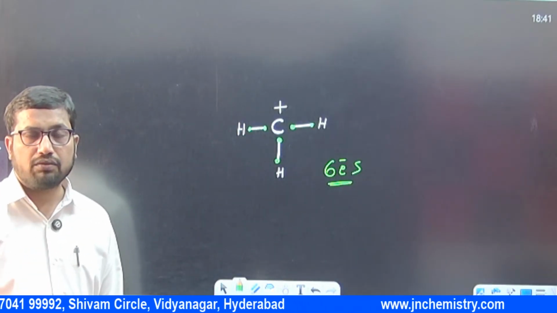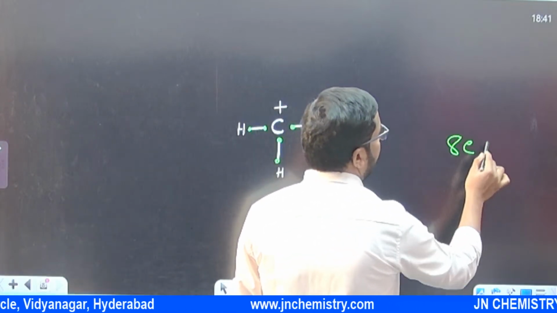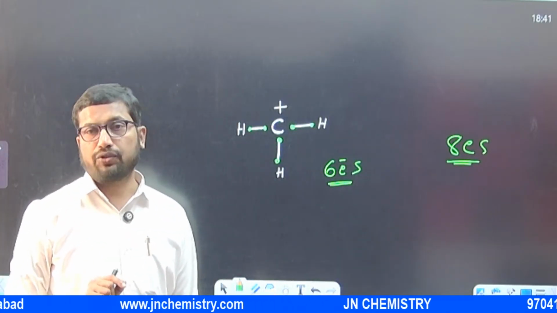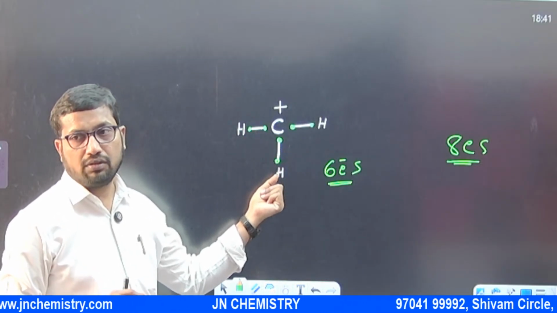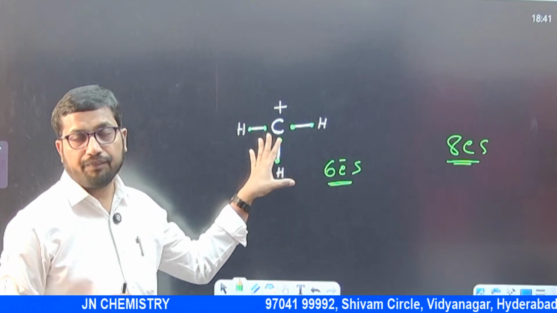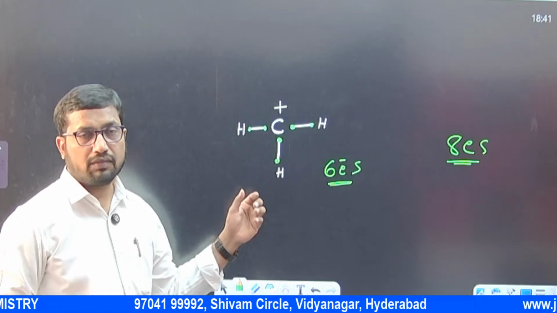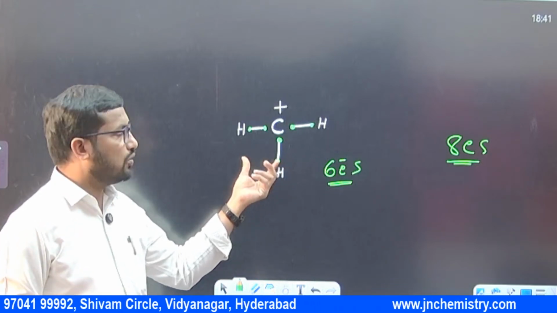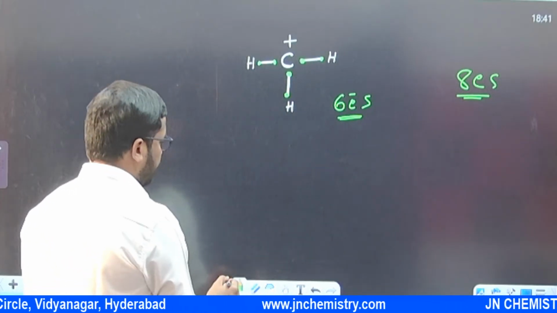According to the octet rule, the carbon should have how many electrons? Octet means 8 electrons. Any compound that has 8 electrons in its outermost shell is more stable. Now, is this carbocation stable or not? Not stable, because it is deficient in electrons, right? It needs electrons. How many electrons does it need? 2 electrons, right? So now the next concept I am going to explain.